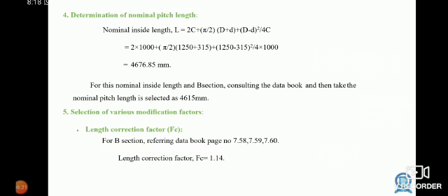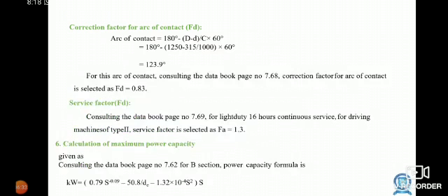Step 5. Selection of various modification factors. Length correction factor FC: for B section, referring to the data book page number 7.58, FC equals 1.14. Correction factor of arc of contact FD: the arc of contact equals 180 minus capital D minus small d divided by C into 60, equals 123.9. For this arc of contact, consulting the data book page number 7.68, correction factor FD is selected as 0.83. Service factor: consulting the data book page number 7.69, for light duty, 16 hours continuous service, driving machine of type 2, service factor FA equals 1.3.